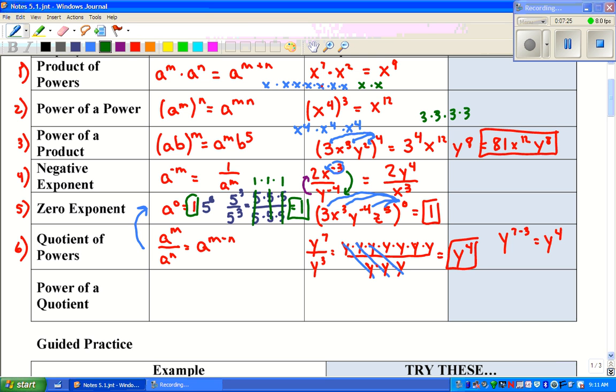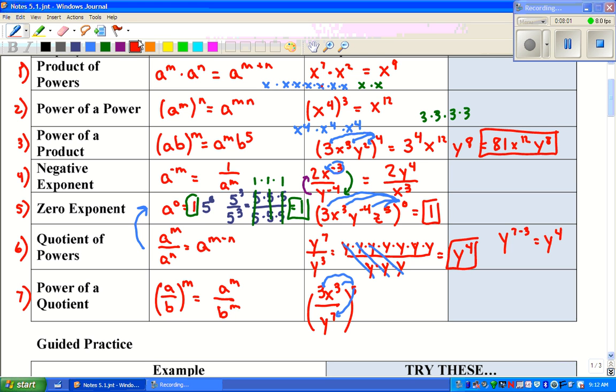And the 7th property is called the power of the quotient, and that one is a over b, all raised to the m power, equals a to the m over b to the m. For example, let's say you have 3x to the 3rd over y to the 7th, all raised to the 5th power. What happens is this 5 goes with the 3, goes here, and goes here.